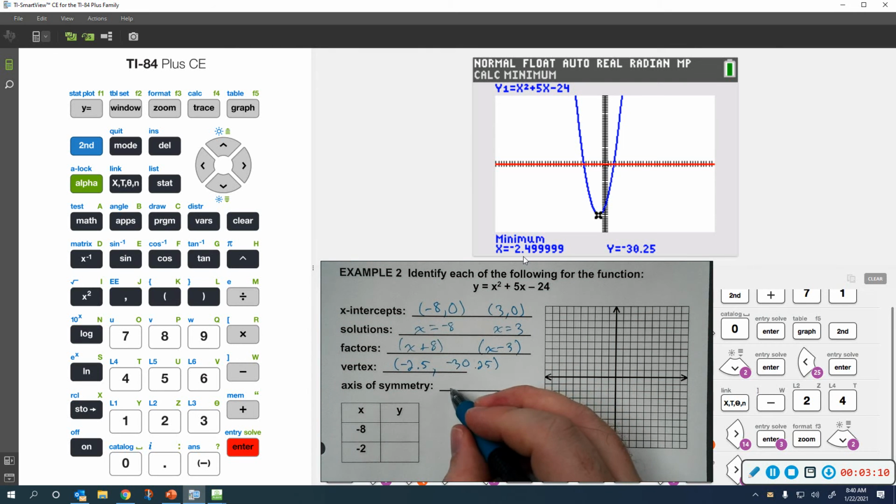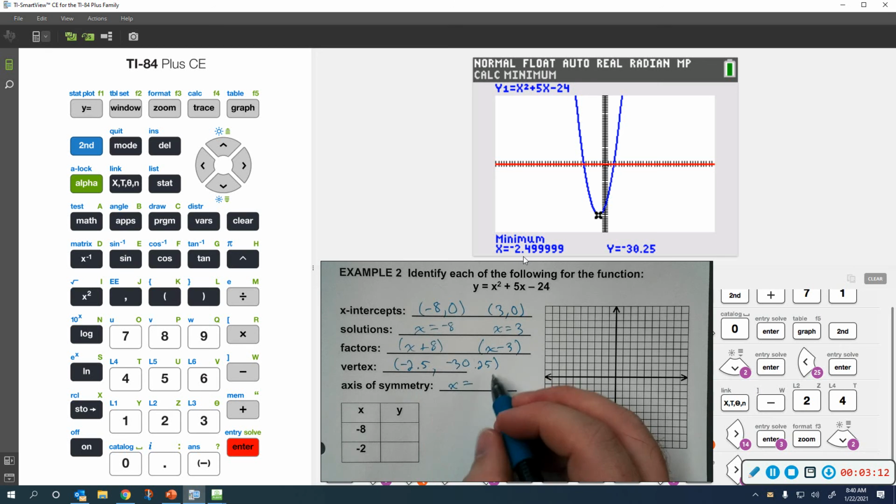Axis of symmetry, that one's easy. X equals, and it goes with your x value in your vertex, negative 2.5.